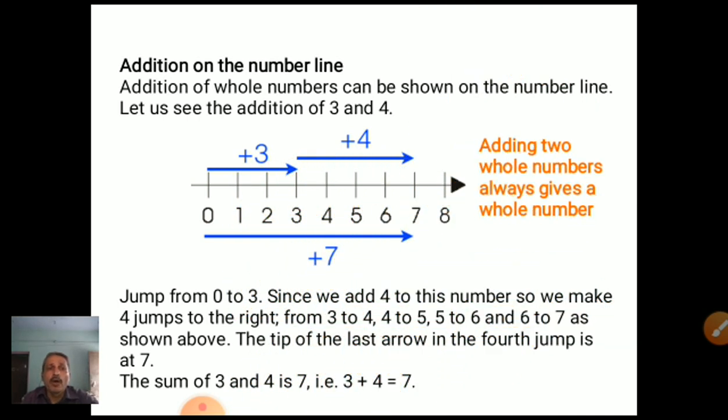Adding two whole numbers always gives a whole number only. Students, you find here 3 and 4 both are whole numbers, and what answer did we get? We got 7. 7 is also a whole number. Good.